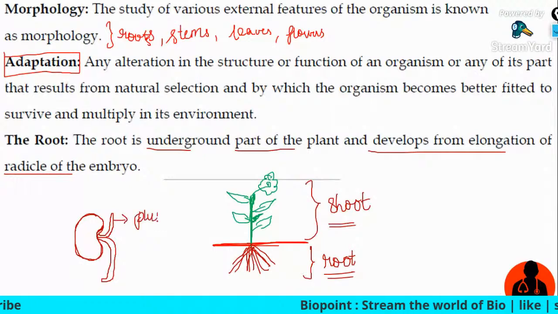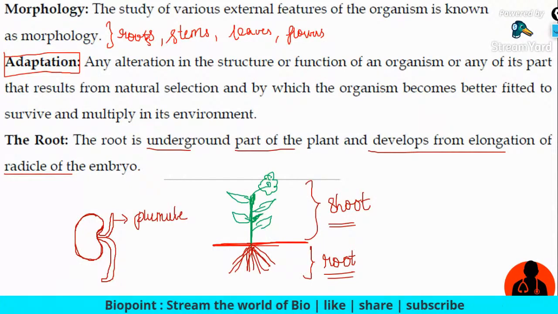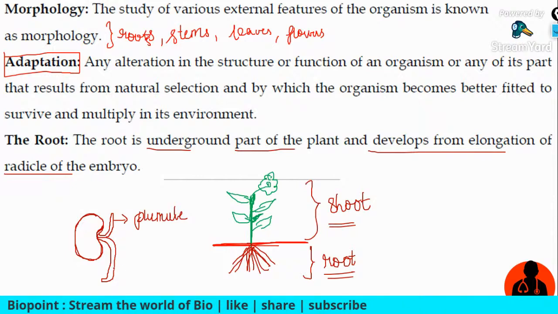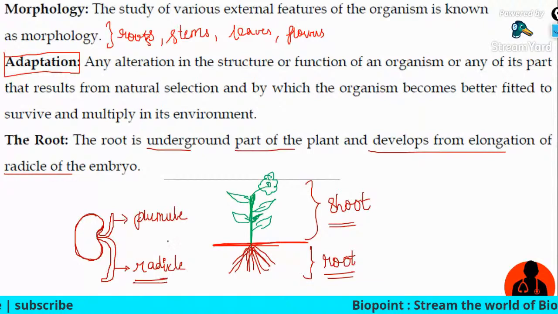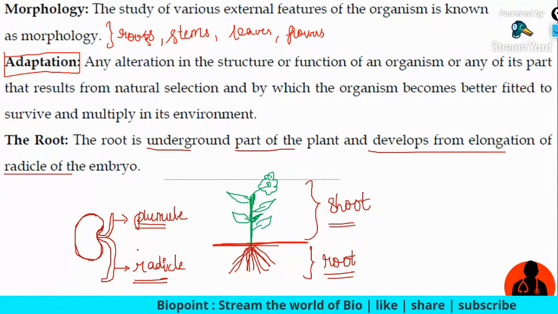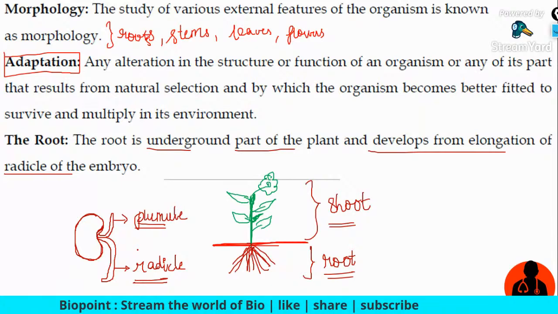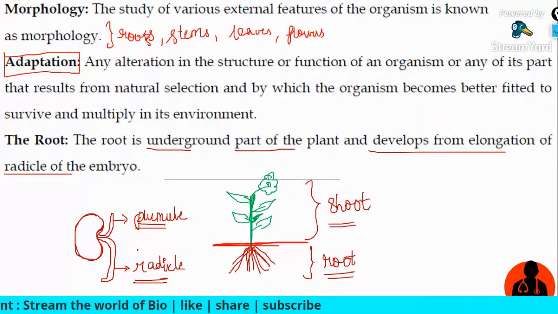The plumule will give rise to the shoot system, whereas the lower part, that is the radicle, develops into the future root system. So radicle and plumule, this is a common structure which we have been discussing right from our lower classes onwards.